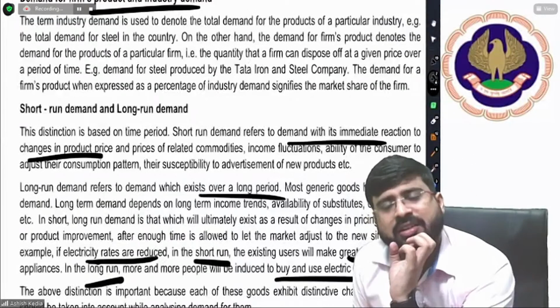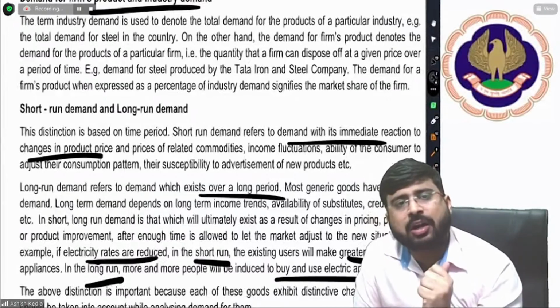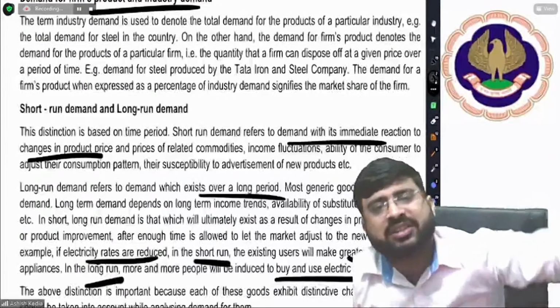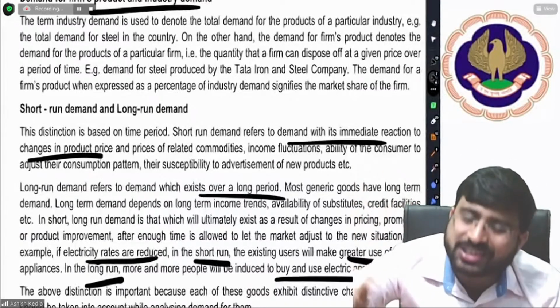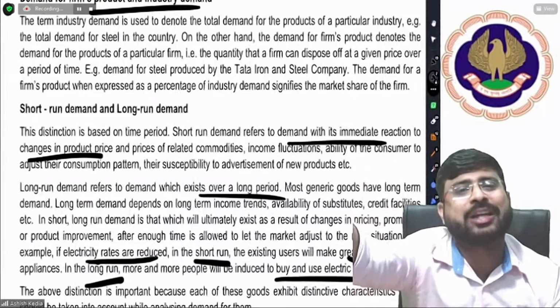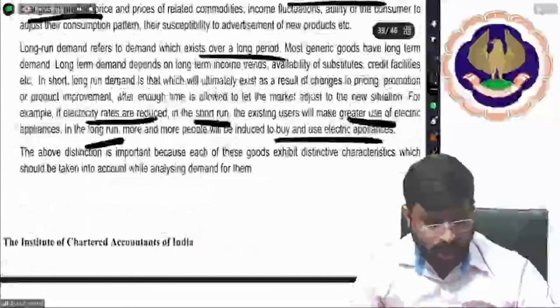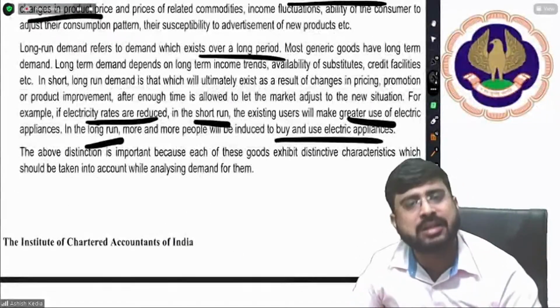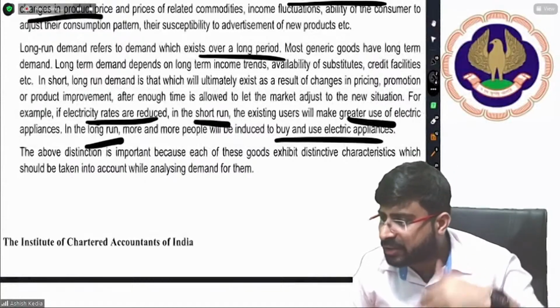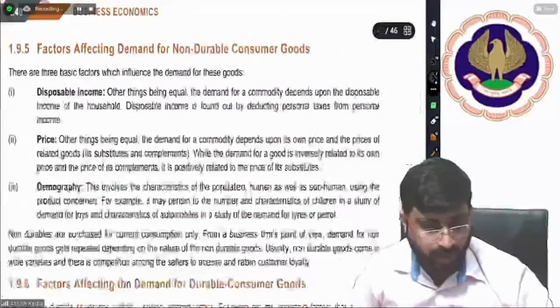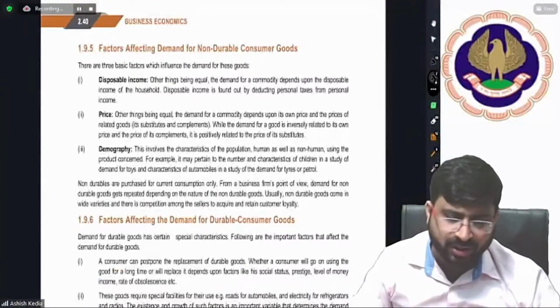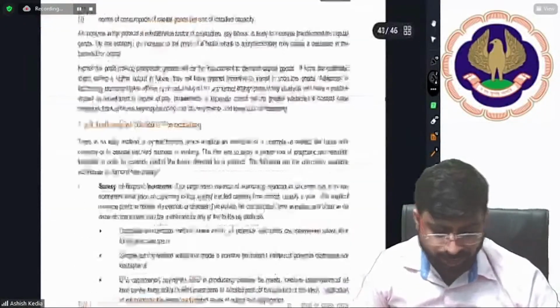See, if the price of electricity is falling, what will people start doing? They will switch on their fans and ACs for a longer time period. But as far as buying electric appliances is concerned, they will buy them over a longer period. So that is long-term demand. Short-term means the demand that will change immediately, long-term means it will change after some time. So this much we have understood.